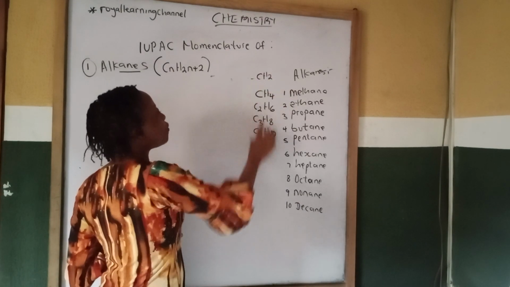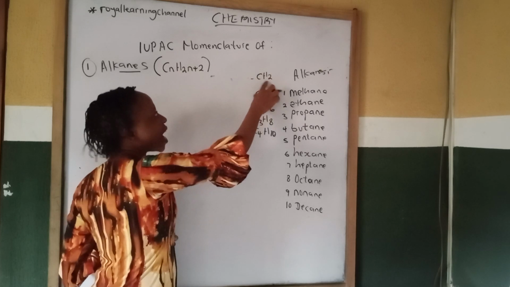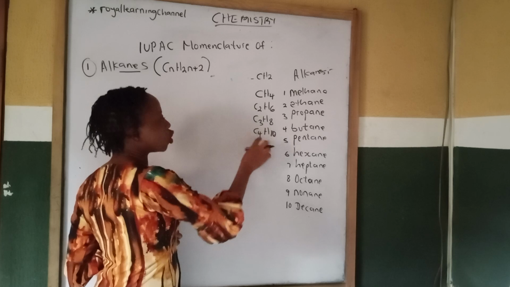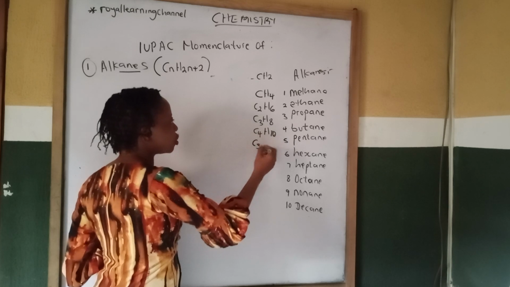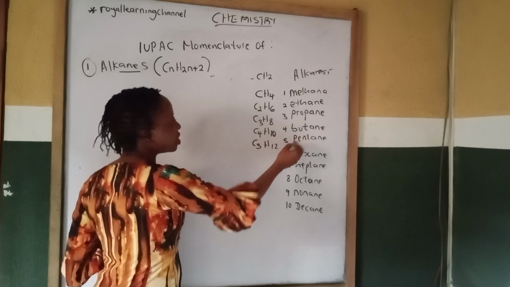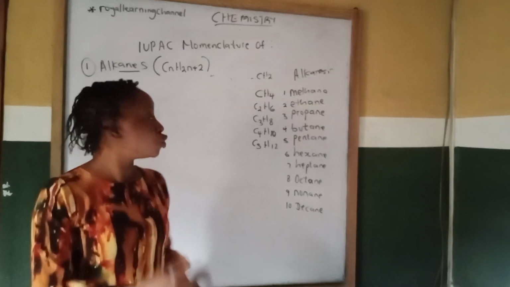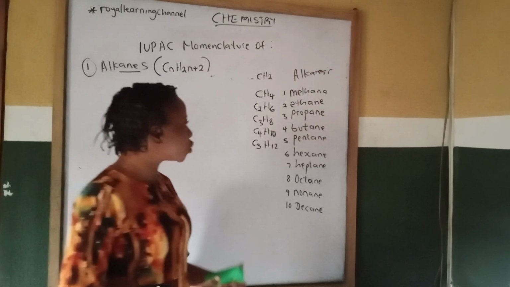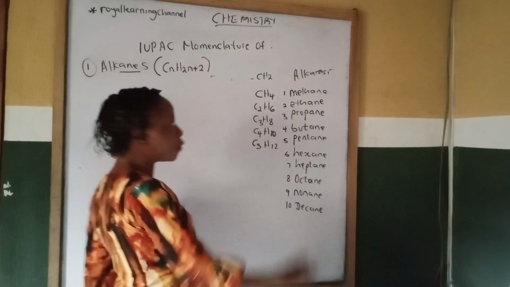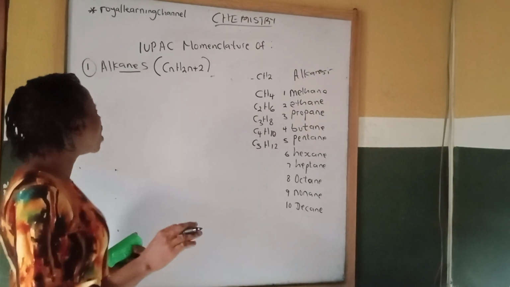So to derive the formula for the next member, which is pentane, if you don't want to use your general formula, just add CH2. If you add CH2, 1 carbon atom to this will give me 5 carbon atoms. 2 hydrogen to this 10 will give me 12. So that is the formula for pentane. So continue adding CH2 to get the next members of alkane. That is how to derive the molecular formula for members of alkane.